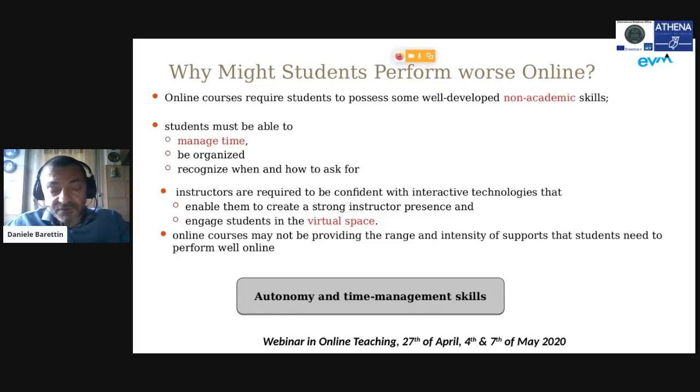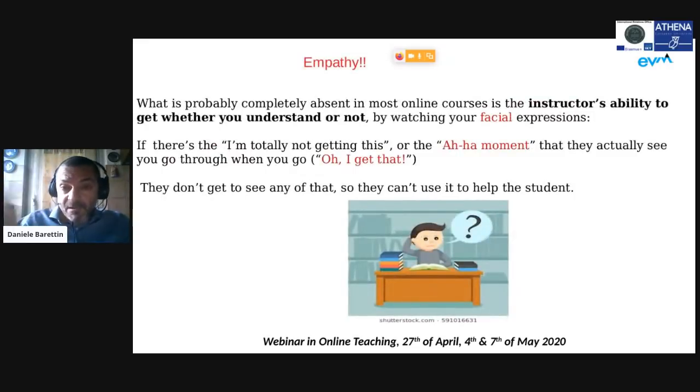Another point of view is that teachers, in their structure, need to be confident with this kind of technology. And I'm not thinking about the tools that we mentioned now with Teams or whatever. There are a lot of instruments and tools that can be used in online teaching. And it's important, and I will talk more about this later, to engage students in a virtual space. This virtual space became very important. Students need to have the appropriate support, and they have to learn how to manage autonomy and time management.